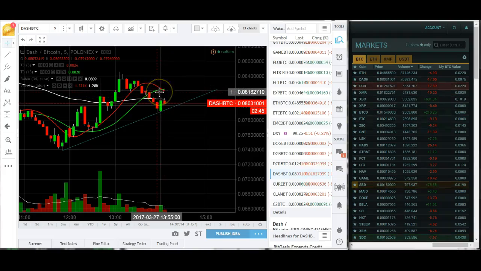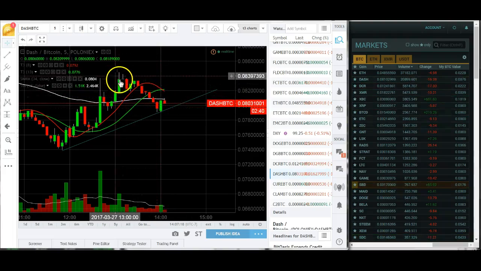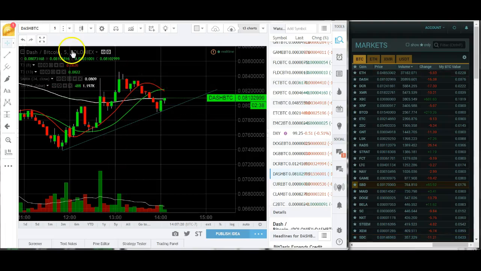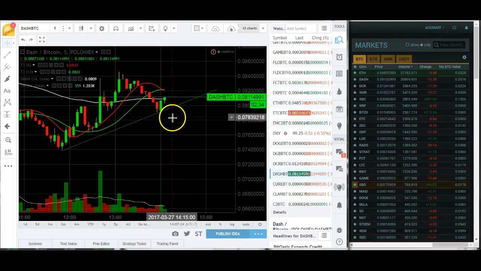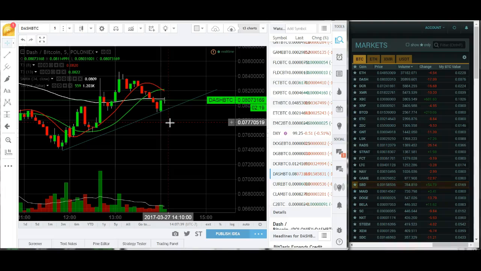The 8 is crossing down over the 13, so I think that momentum has died. So look for previous low breaks all the way down into the next pattern break. I got support on the next level at 0.08 basically. Dash is already down 17% today, so I'll have to keep a watch.